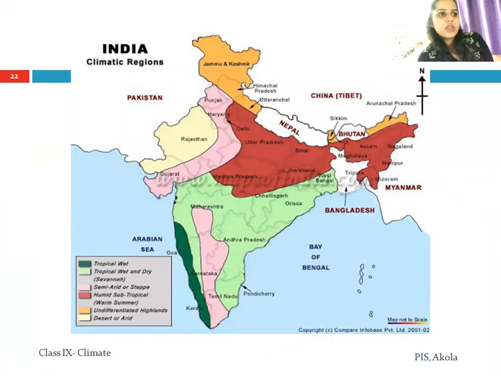Now these are different climatic regions which you can see on the screen, which talks about the Indian map and the different areas which are highlighted as tropical wet and dry, that is also known as savanna, semi-arid or steppe, humid subtropical, that is warm summer, undifferentiated highlands, and desert or arid regions. Just look at the map, you'll get to know what the different climatic regions are which the Indian map is briefing you on the screen.